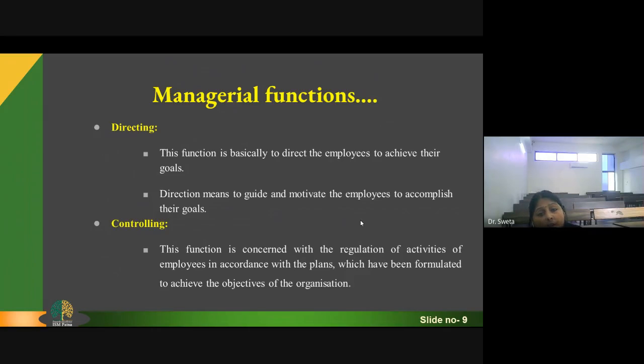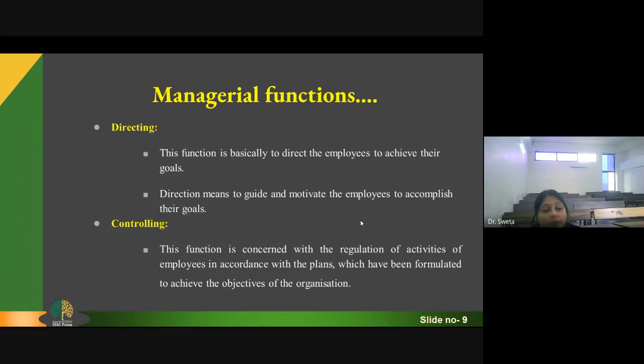directing. While we talk about directing, this function is basically to direct employees. If we are talking about directing, that doesn't mean always that we need to direct our employees, but we the manager need to guide, also need to motivate their employees so that they can successfully achieve their goals. And wherever they have any problem, the manager needs to coordinate with the people, and accordingly they need to try to find out the solution for the same.